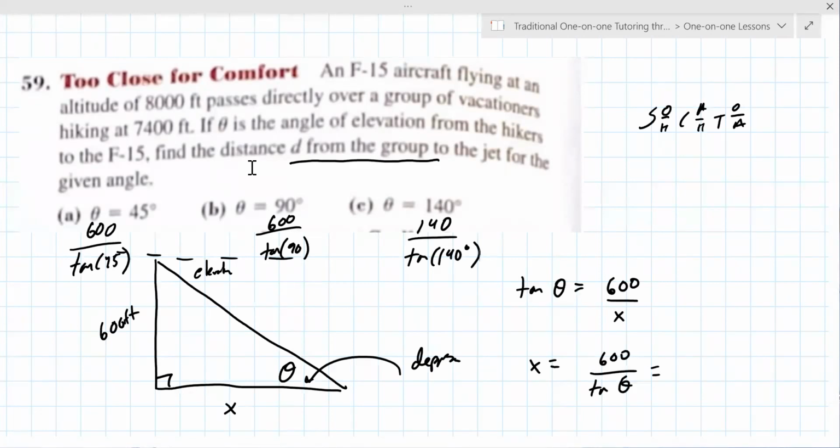Okay, and I should still be in degree mode, right? That's fine. Yes. Well, the tangent of 45 is 1. So it's just 600. And the thing is, the tangent of 90 is undefined. So I'm not even sure what you're supposed to do there.